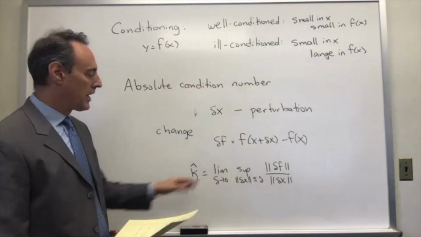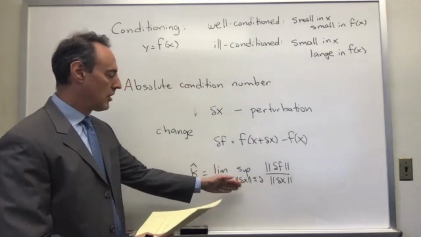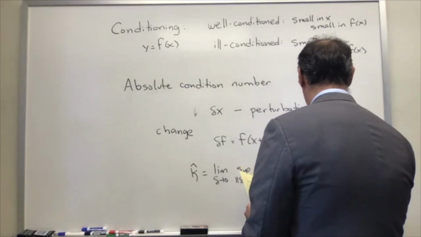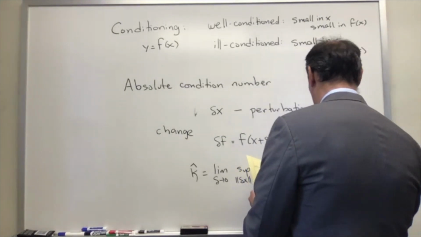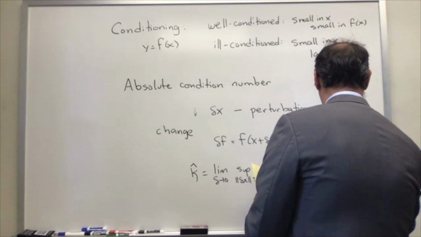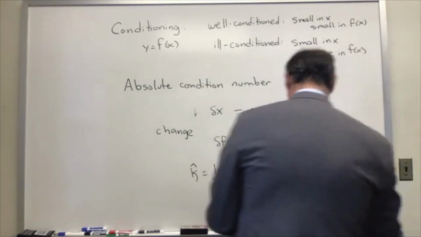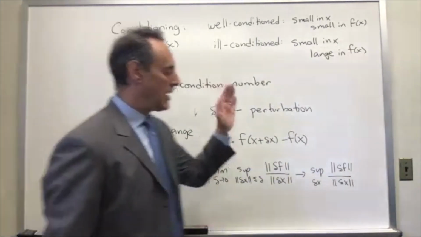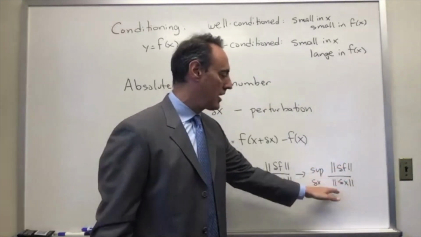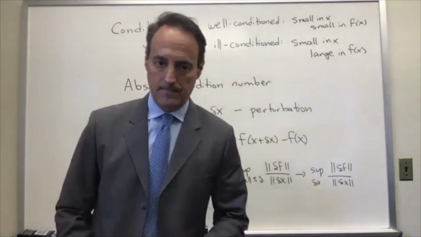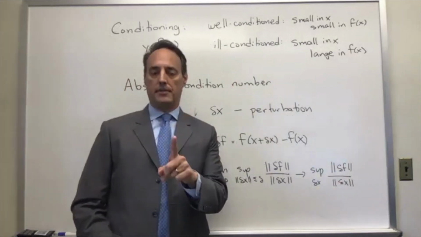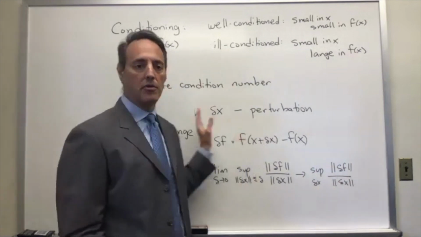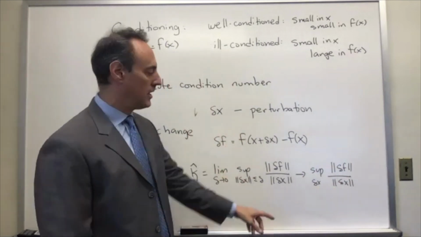In practice, since we're taking delta going to 0, we can just look at the supremum of delta f over delta x. This is a ratio of infinitesimals, and all it's saying is: how much does f change over how much delta x changes? Where do you get worried? What does it mean to be well conditioned versus ill conditioned from this absolute condition point of view?